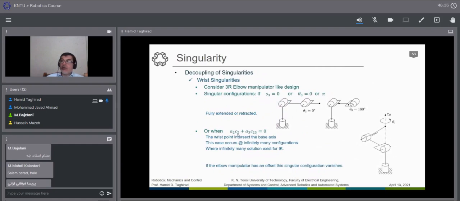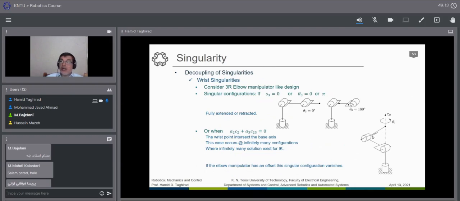When this becomes 0, a2c2 plus a3c23 is equal to 0, we have something like that. We have an end effector on the top of the head, exactly at the same point as the base. We have not collinear lines, but intersecting lines, and at this point, again, this relation becomes 0. And when this relation becomes 0, this means that we are in the singular configuration.